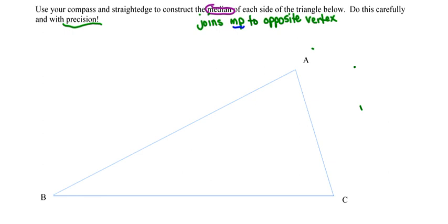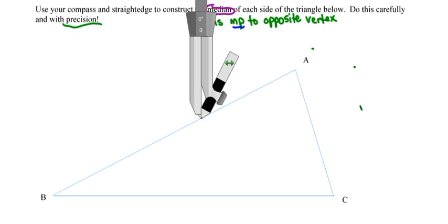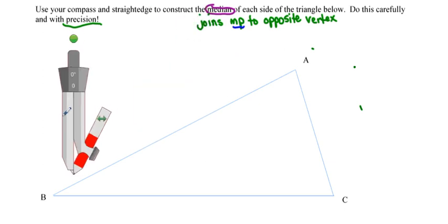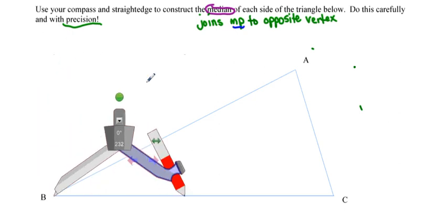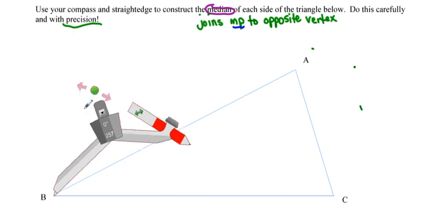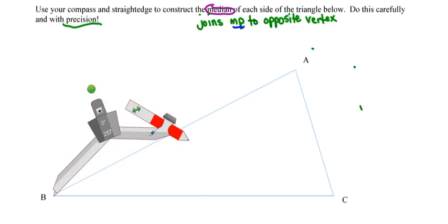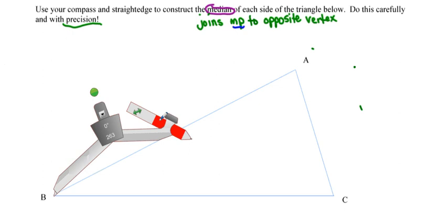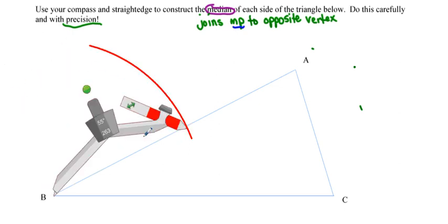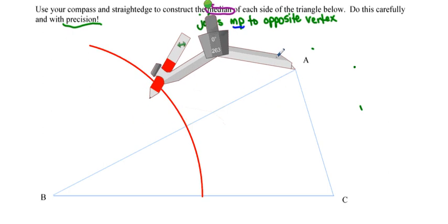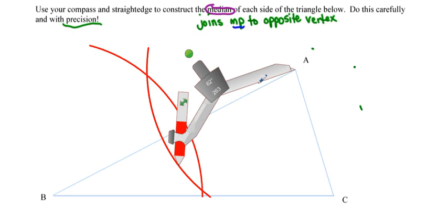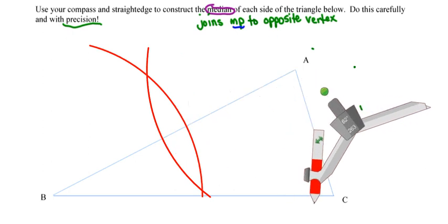So let me go ahead and grab my compass here. You should grab your compass at home as well. And I'm going to start by constructing the perpendicular bisector of side AB. And again, I'm going to do this carefully and with precision, because I know that ultimately some really cool things are going to happen with respect to these midpoints and the perpendicular bisectors. And I really do want to make my constructions as precise as possible. So I make sure I put the point of the compass exactly on point A. I'll get my compass out of the way for a minute.